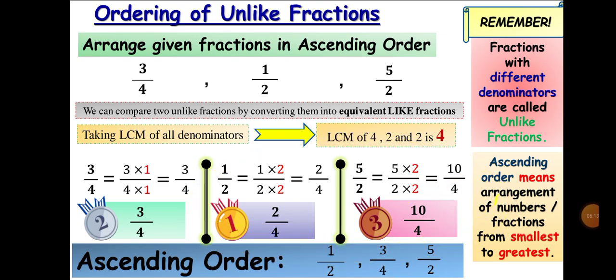So 2 over 4 is going to come first, 3 over 4 is going to come second, and 10 over 4 is going to come third. That basically means 1 over 2 is going to come first, then 3 over 4, and then 5 over 2.